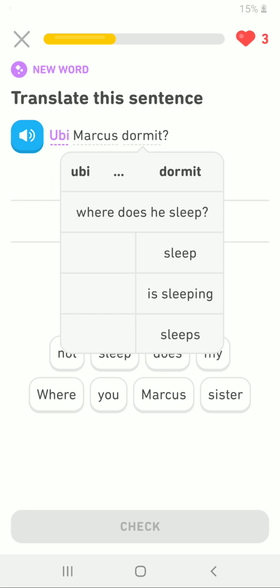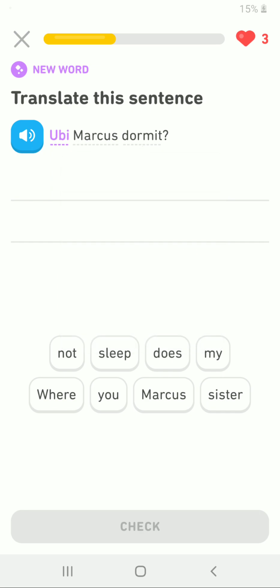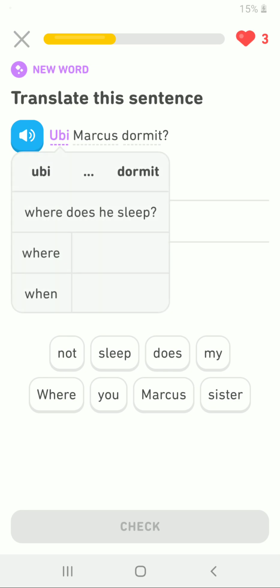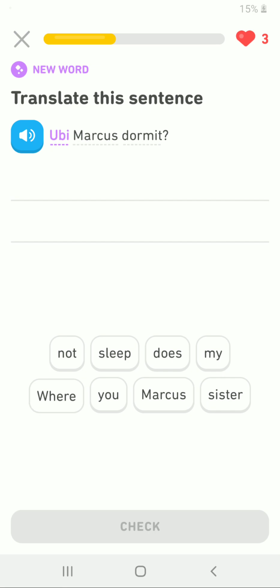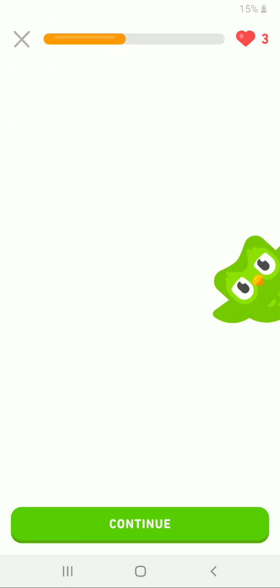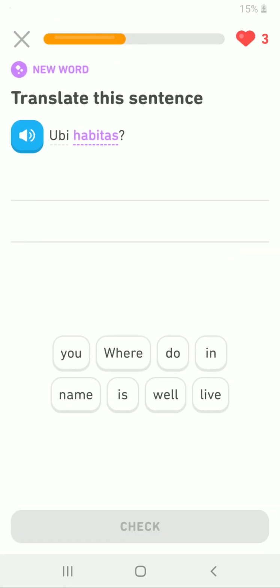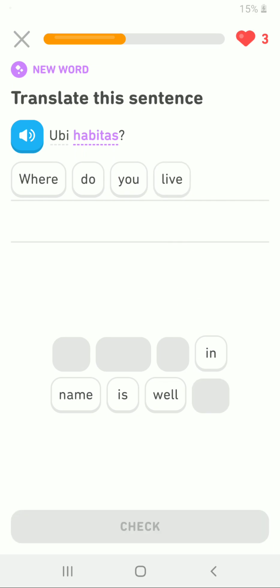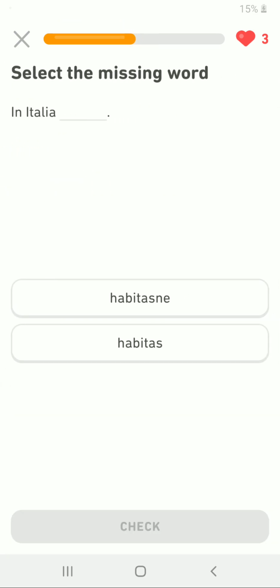Might not be in the infinitive form here. Yeah, it's conjugated to the third singular person. So ubi, it's where? Yes. So where does Marcus sleep? That would be ubi. Ubi habitas? So ubi, it's where. Ubi habitas, where do you live?